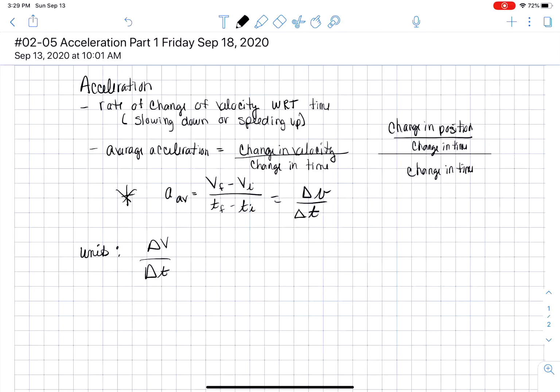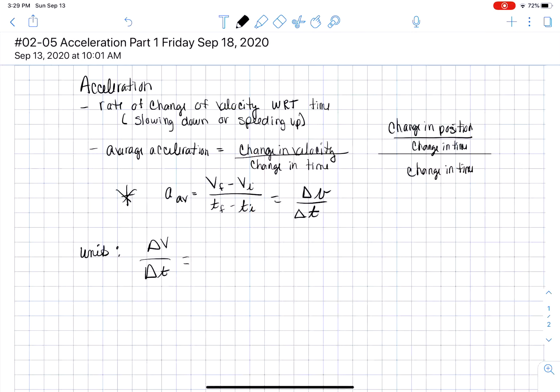So average acceleration is going to be equal to final velocity minus initial velocity over the final time minus the initial time, where now we have delta V over delta T. And remember that delta V was the change in position over change in time. Now, to make sure that we get our units right, let's take another look at this again.